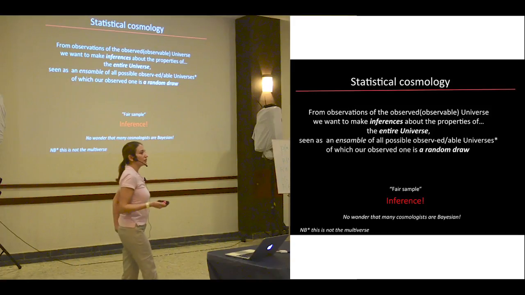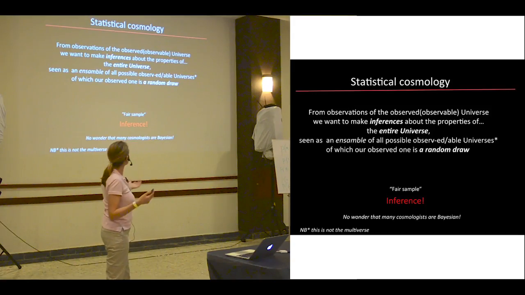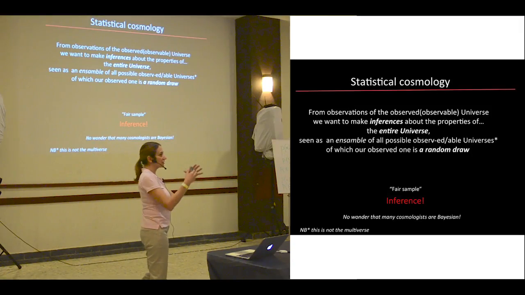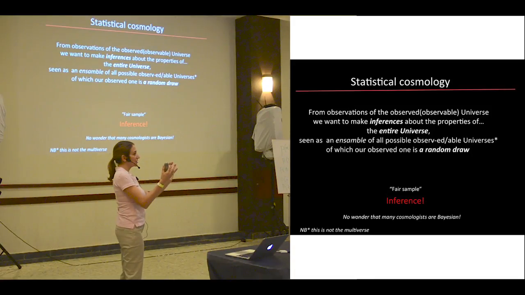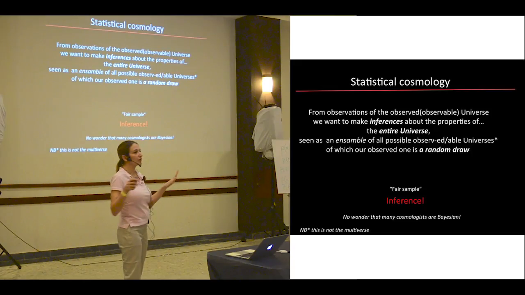Now, the entire universe, in cosmology, is an ensemble of all possible observable universes. I'm not talking about the multiverse here. It's just that if what you see is just a small part of all that there is out there, you are forced to think in those terms. Is everything clear so far?